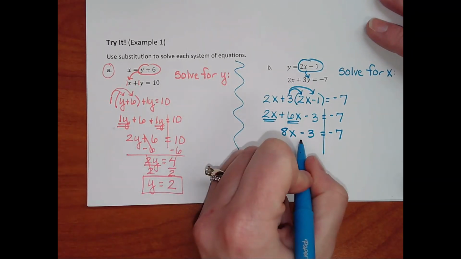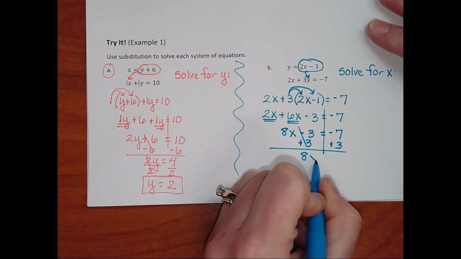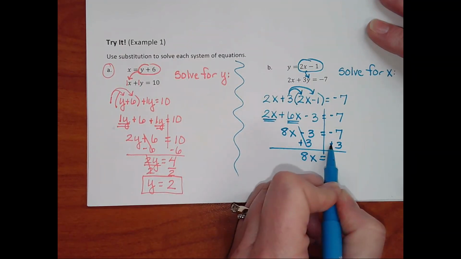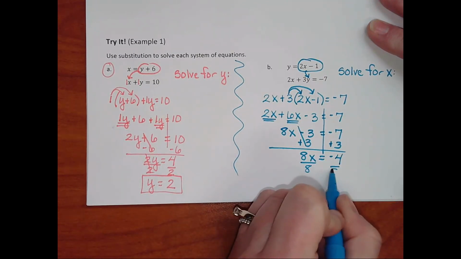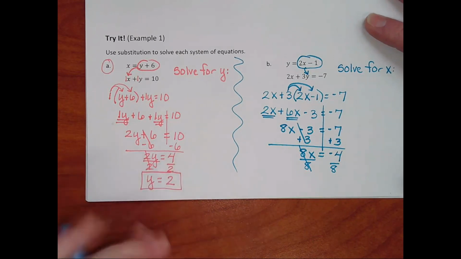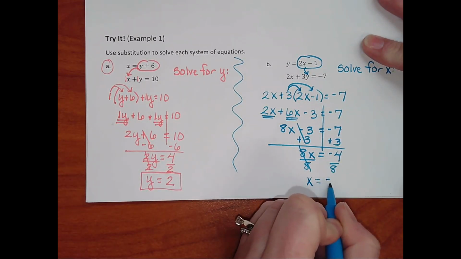Then we're going to add 3. 8x equals negative 7 plus 3, which is a negative 4. And then divide by 8. You do get a decimal. It's not a bad decimal though. And you get x equals negative 4 divided by 8, which is negative 0.5.